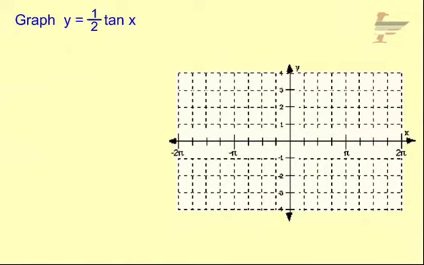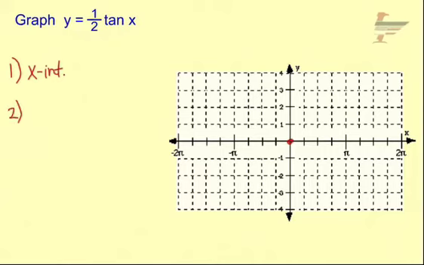Graph 1/2 times the tangent of x. So for our tangent functions, there's 3 steps that we're going to follow. First is getting the x-intercept on our graph. So the x-intercept will be at the origin. So there's our starting point.